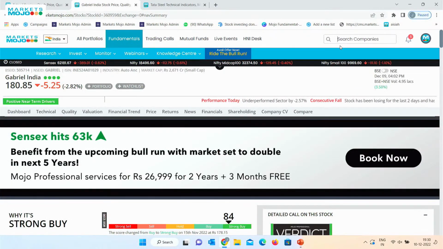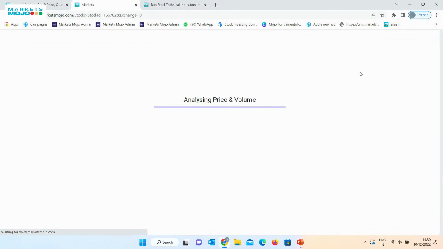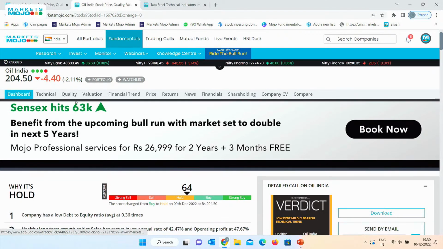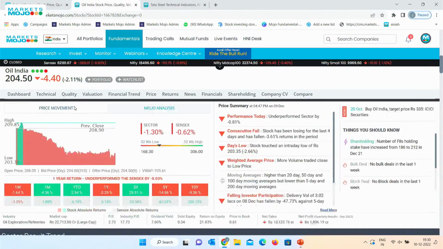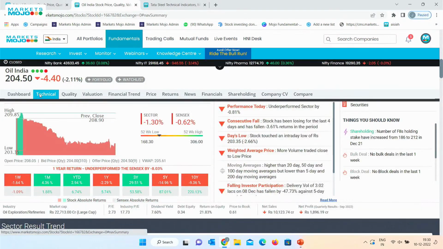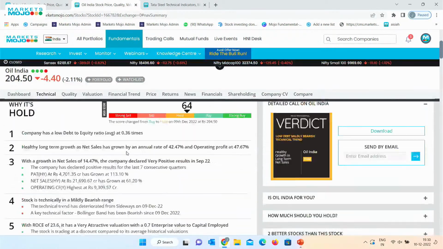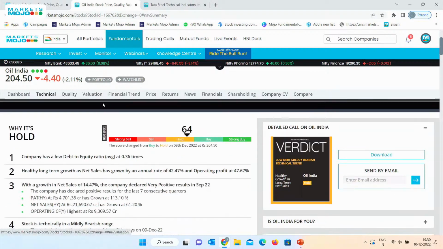And I think Oil India, right? Large cap company, I think everything looks green over here. The only problem is the technical is currently mildly bearish. So even though Marcus Mojo has said that this particular company is rating very well in the first 3 dots, there's a problem with the technicals. Let's see what's the problem with technicals. The company has turned mildly bearish from sideways, and many of the indicators are turning red over here. There may be some news in the market. I think it's mostly because of the oil prices softening. It's a commodity-based stock, and if oil prices are softening, this company sells oil, so it might have a problem with that.